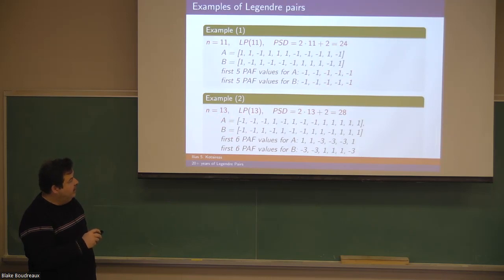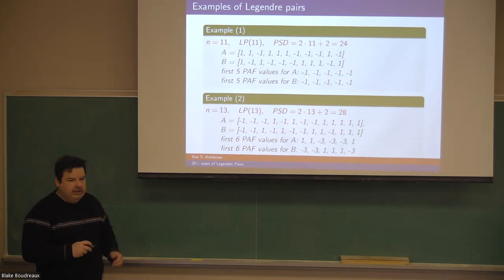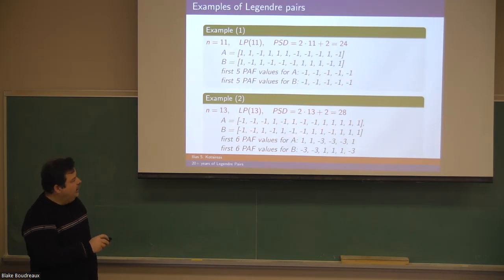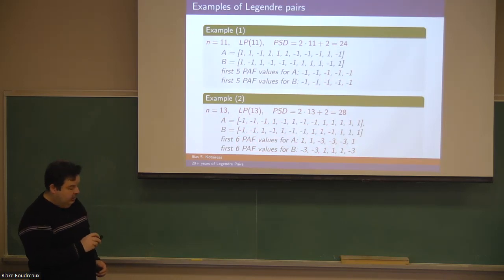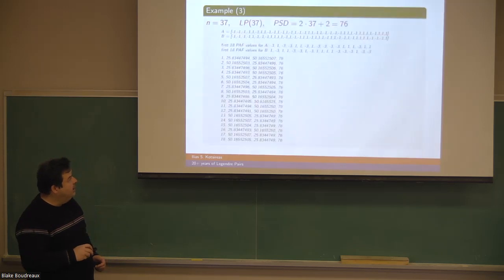Now, n = 13. This is a Legendre pair of order 13, 13 plus and minus ones for A and for B. The first 6 PAF values, so (13 - 1)/2, right? They are 1, 1, and so on. For B, -3, -3. If you add them up vertically, you always get -2. And you probably notice that while in the previous case the -2 is easier to obtain, you just add up two -1s, here you don't have this property. And this is not accidental, of course, as we will see in a minute.